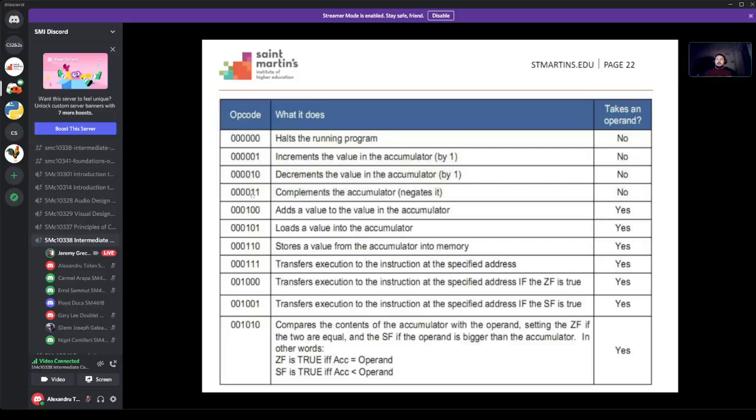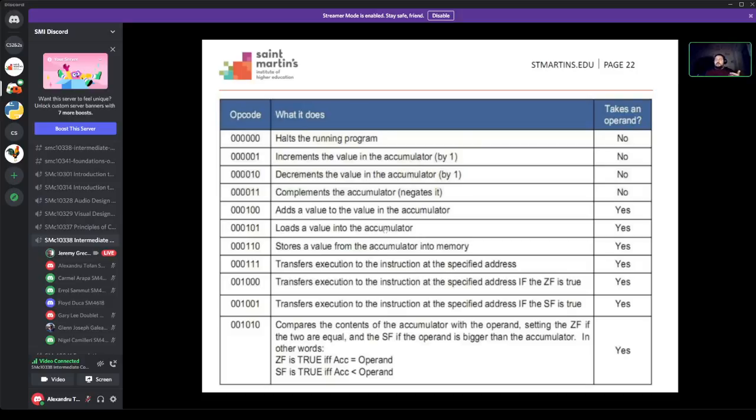All right. When my value of my opcode is 3, then essentially what I'm going to do is I'm going to complement my accumulator. Essentially, I'm going to negate it. All right. And again, that doesn't need an operand. Okay. When my opcode is 4, then essentially I'm going to add the value that I have within my operand to that of the accumulator. And yes, I would need an operand. Okay. And so on and so forth.